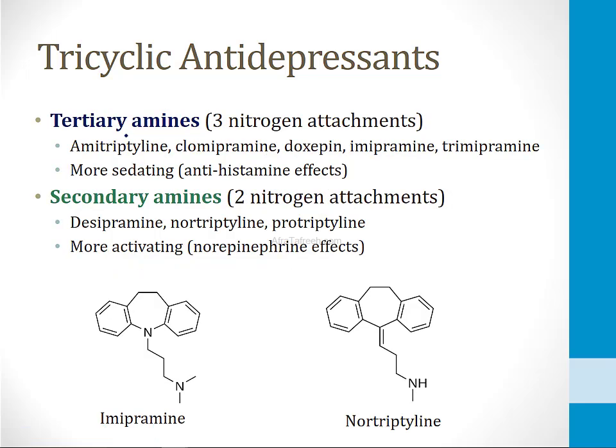You can break tricyclic antidepressants down into 2 groups, the so-called tertiary amines and the secondary amines. The tertiary amines have a nitrogen with 3 attachments. If you look at the bottom of the screen, imipramine is a tertiary amine. This is the nitrogen group here, and it's got 1, 2, 3 attachments. Therefore, it's a tertiary amine. Drugs in this class include imipramine, but also some of these others I've written here, like amitriptyline, clomipramine, doxepin, and trimipramine. And the thing about these drugs that you need to know is that they tend to be more sedating.